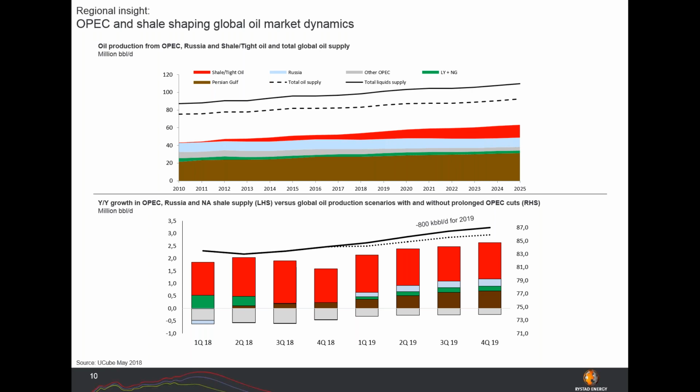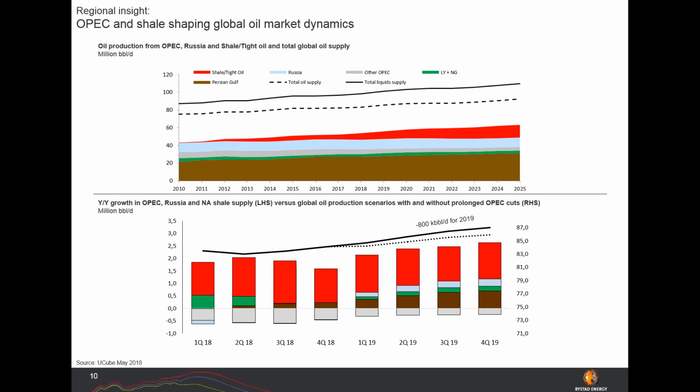Long-term growth is very much driven by shale, which adds almost 9 million barrels per day by 2025, while total OPEC contribution is just around 2.6 million barrels per day. As a result, global liquids production is set to reach almost 111 million barrels per day in 2025.